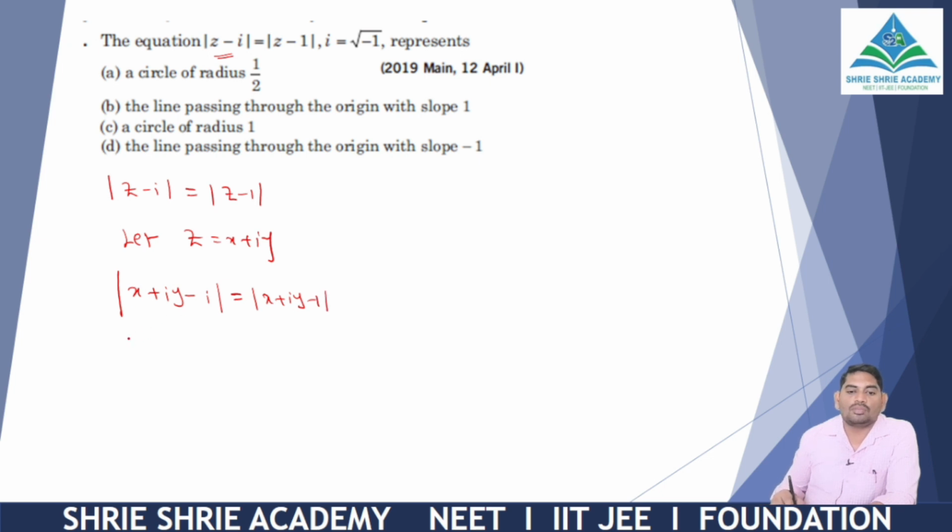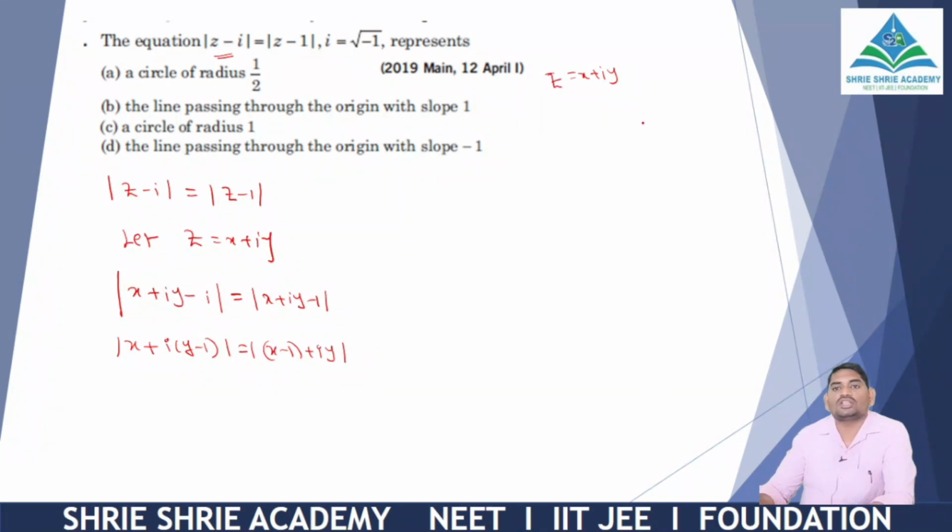So we can separate the real part and imaginary part here. We get |x + i(y − 1)| on the left, and on the right the real part is x − 1 and the imaginary part is y. What is the modulus of z? If z = x + iy is any complex number, then its modulus is |z| = √(x² + y²), which means the real part of z squared plus the imaginary part of z squared.